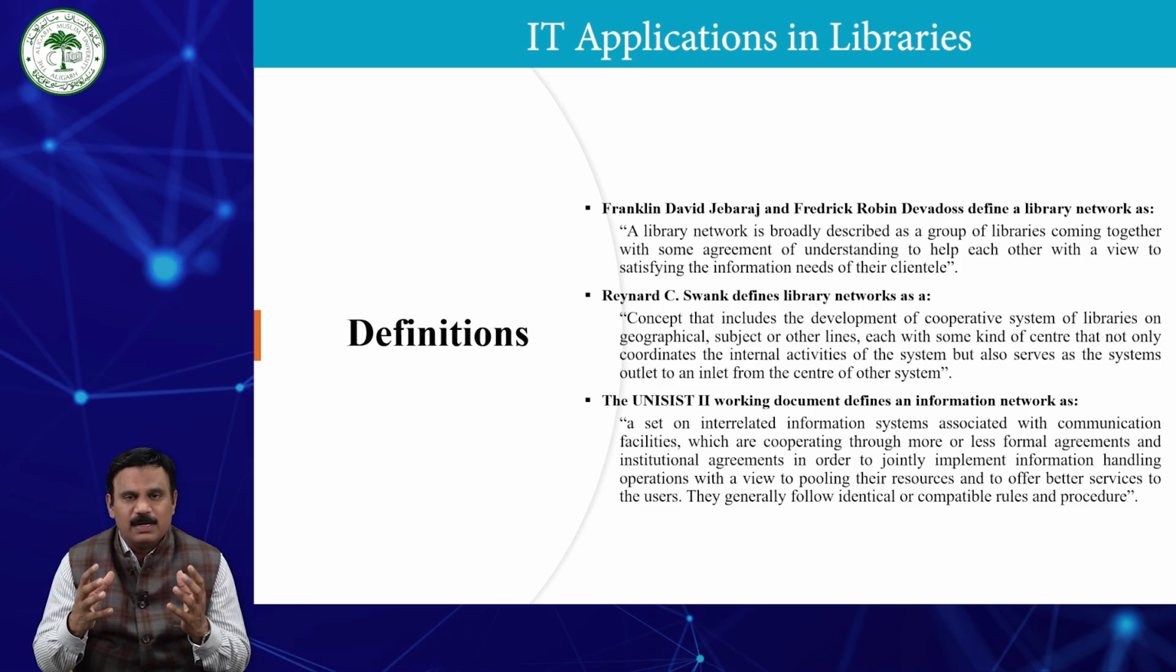So it is very clear from these definitions that a library network is an agreement of a group of libraries. They come together to help each other by providing information handling operations, human resources, as well as better resources and services to its users.